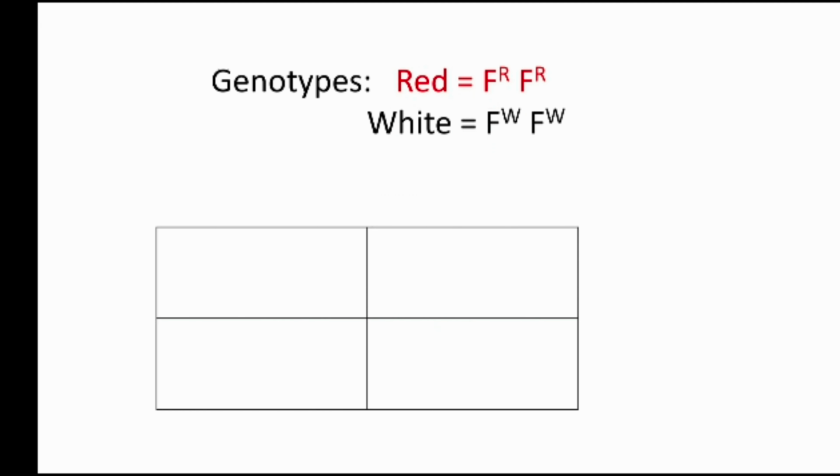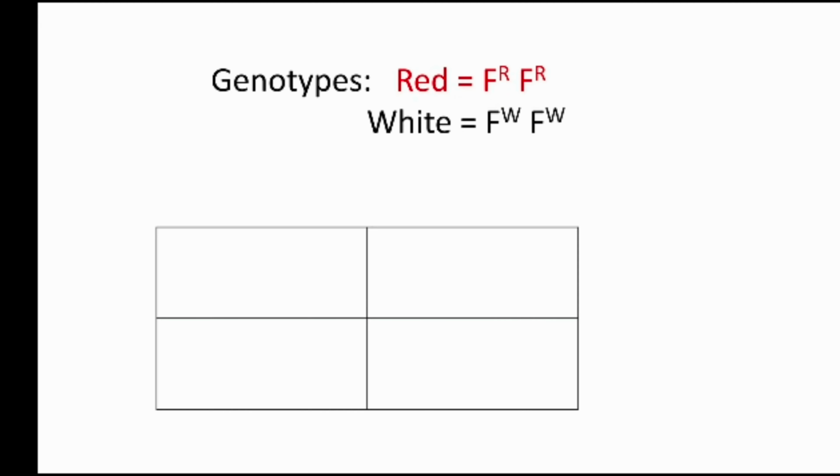So we have here the genotypes of the two parents. For the red flower, its genotype is FR FR. And for the white flower, its genotype is FW FW. When we say genotype, it is a pair of genes or alleles, a combination of two genes, since they are from both parents, the mother and father.